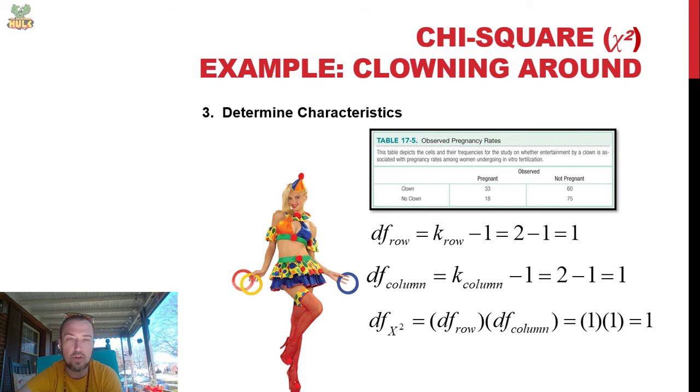Okay, so how do we get our degrees of freedom for this particular example? Well, I put the data up there so we can still follow the rows and columns idea for now. We've got 2 rows, right?